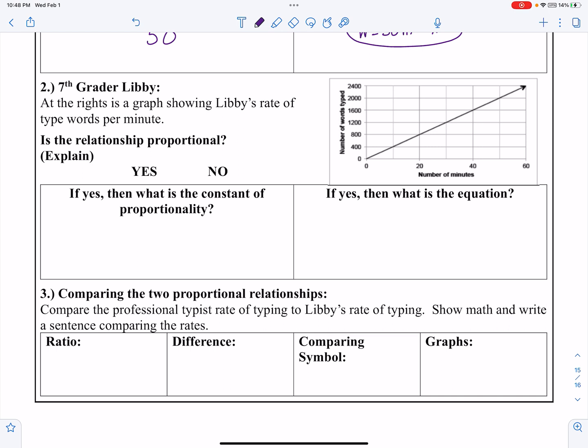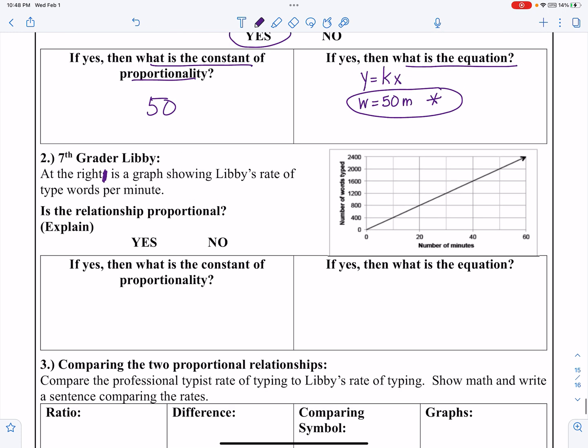All right, so now we're going to compare with 7th grader Libby, and let's see how she does. At the right is her graph that shows her rate of typed words per minute. We already have done this the other day too. First look and see if you can find the ordered pair where x is 1, because we know that automatically tells us our constant of proportionality.